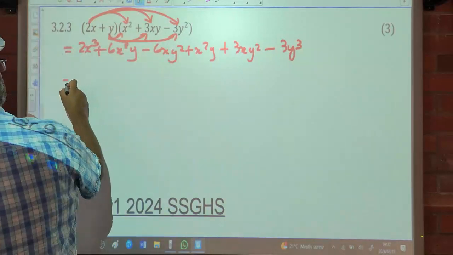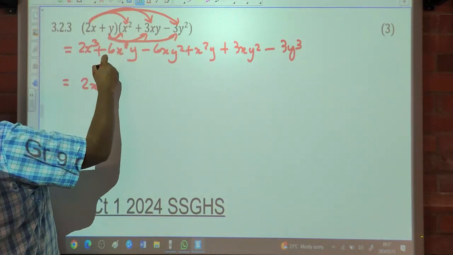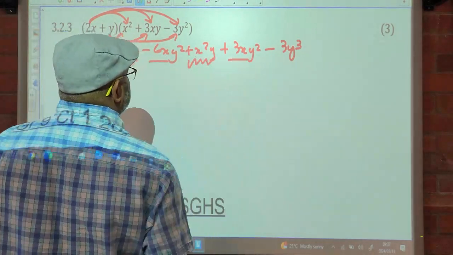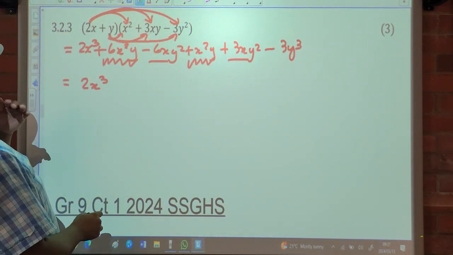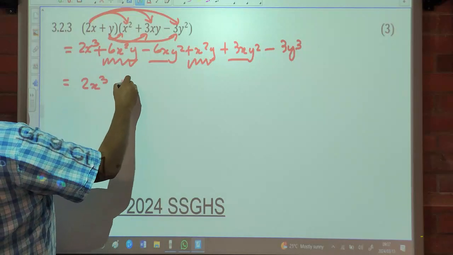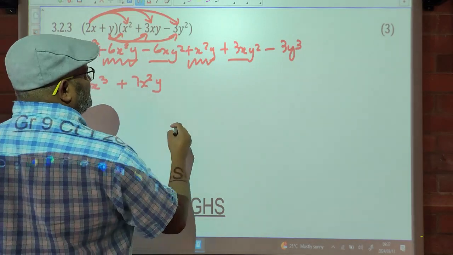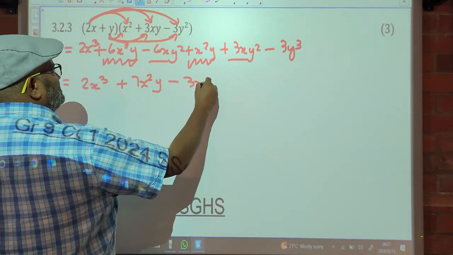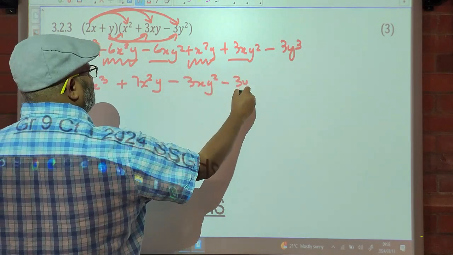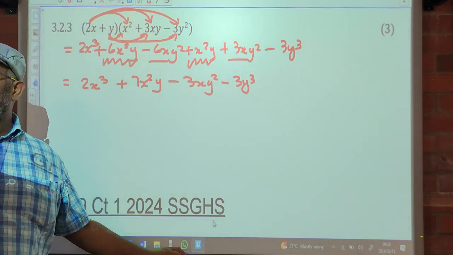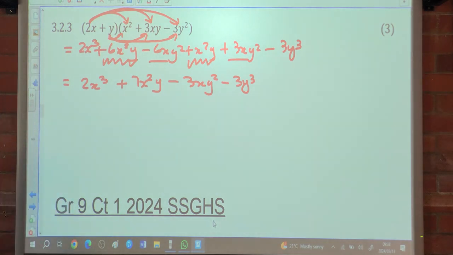So what do we do now? Look for like terms. That one is a like term to this one there, whilst those two are like terms. So 6x squared y plus x squared y, 7x squared y. Minus 6xy squared plus 3xy squared, minus 3xy squared, minus 3y. Any confusion? Yes? Nobody? Okay.